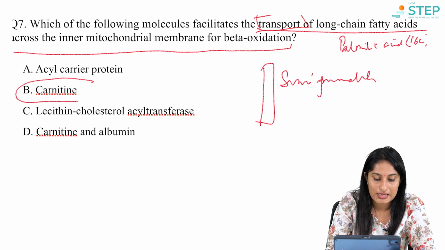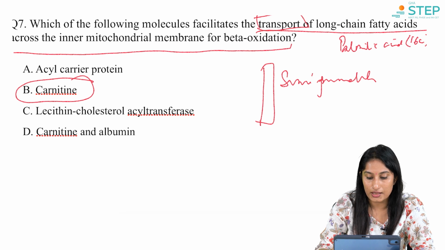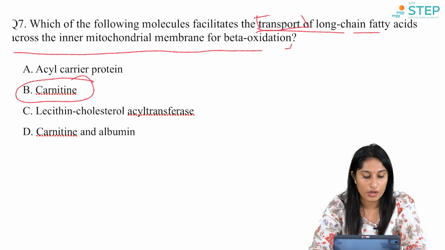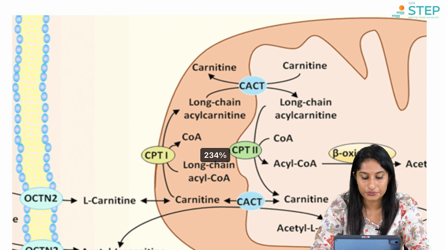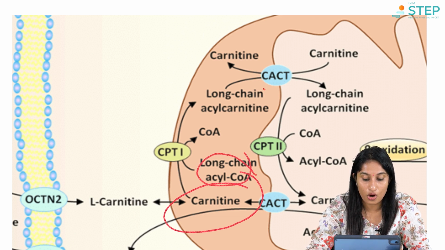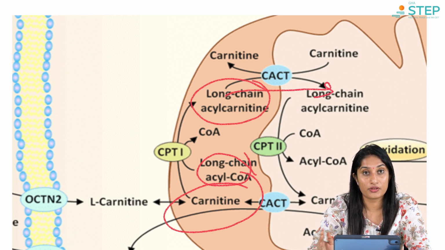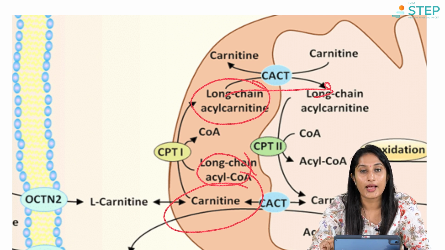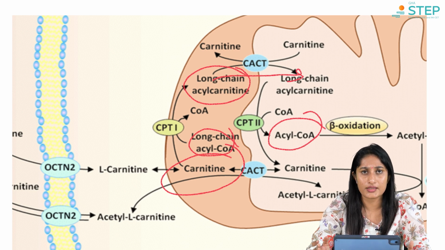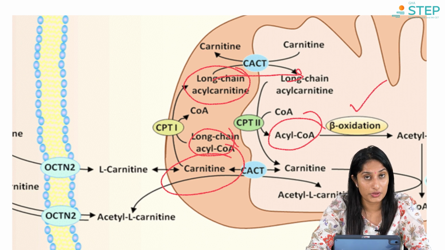Here the correct option is carnitine, which will act as a shuttle system from cytoplasm to mitochondria. If you look at the diagram, the carnitine will take up the long chain acyl-CoA and it becomes long chain acyl-carnitine, and the long chain acyl-carnitine can then move into the matrix of the mitochondria, and the acyl-CoA will be regenerated. What is acyl-CoA? It is a fatty acid with the CoA.